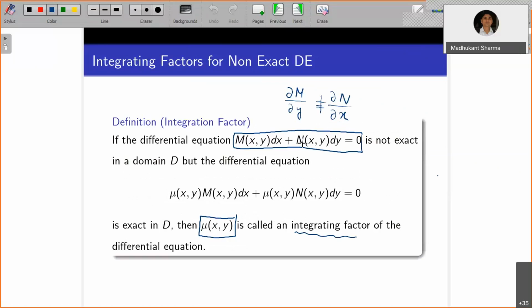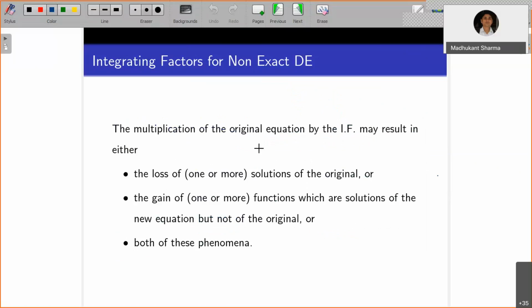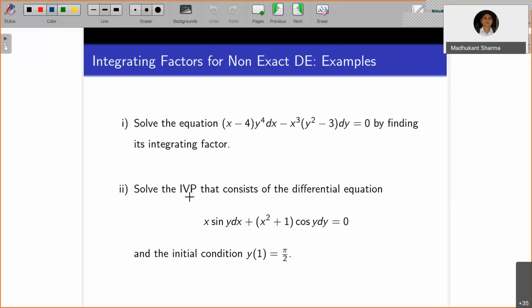So after multiplying by an integrating factor, there is a chance that you may lose one or more solutions of the original equation, or you may gain one or more functions which are solutions of the new equation but not of the original. So the number of solutions may become more, or it may be a mix of these things. Right, so let's see this example here.